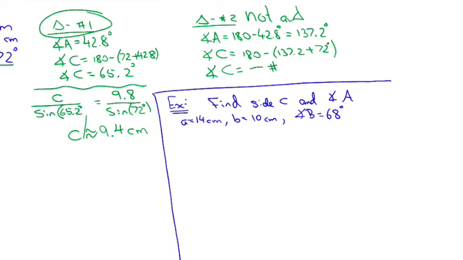Okay, draw a picture. Here's A, here's B, here's C. Little a is 14. Why are we always given side b and angle B? I've just made it up. My example's that way. It doesn't matter as long as they have that side-side-angle association. And angle B is 68 degrees in this case.